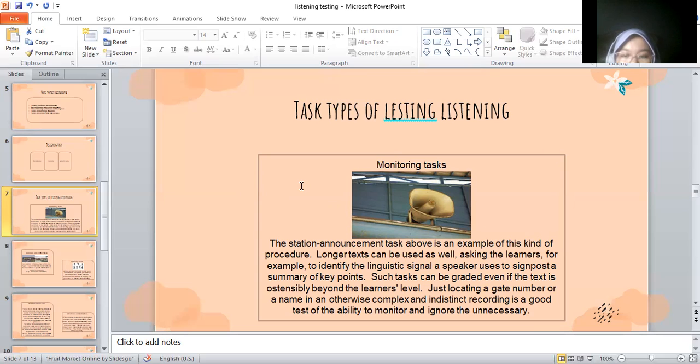Such text can be graded even if its text is ostensibly beyond the learner level. Just locating a gate number or a name in a complex and distinct recording is a good test of the ability to monitor and ignore the unnecessary.